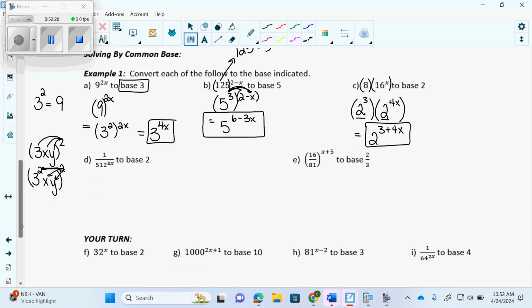Okay, we want to make this one be base 2. We're going to leave the 1 be a 1. 512 is 2 to the what? 2 to the what is 512? Yeah. 2 to the 9. So we're going to replace this 512 with 2 to the 9. And then a 3x out here. What do I do when I have 1 base, 2 exponents?